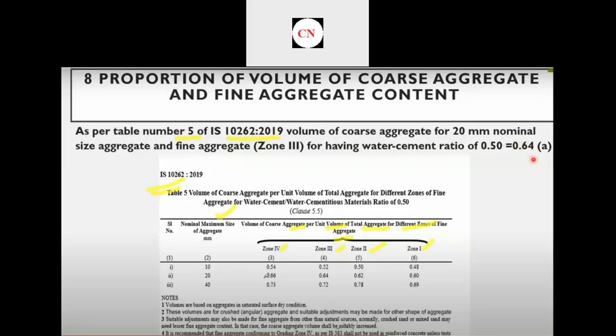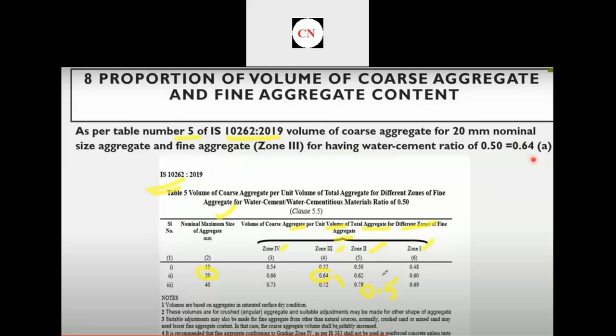Now in our case we are referring to the condition where 20 mm aggregate size is used, as well as zone 3, which gives 0.64. 0.64 is the volume of the coarse aggregate. This value holds good when the water cement ratio is 0.5.